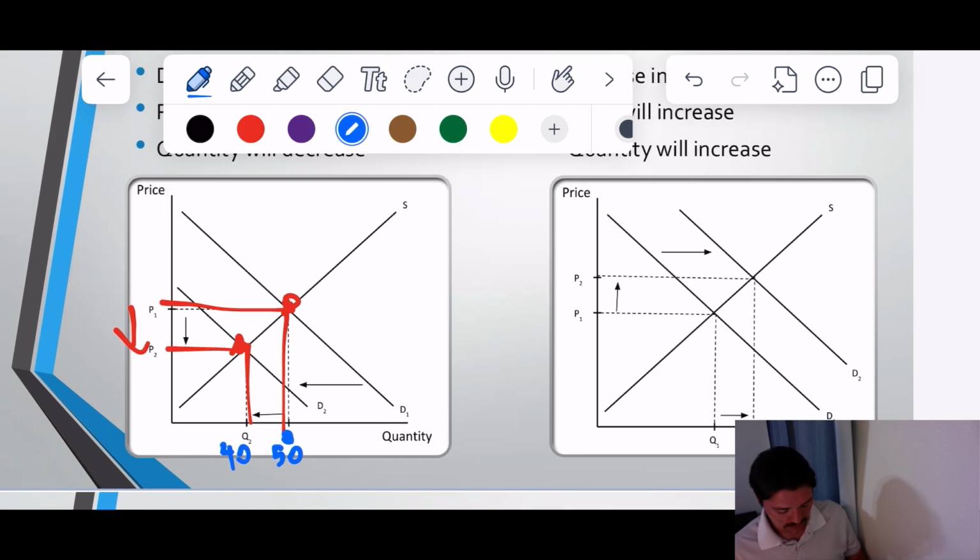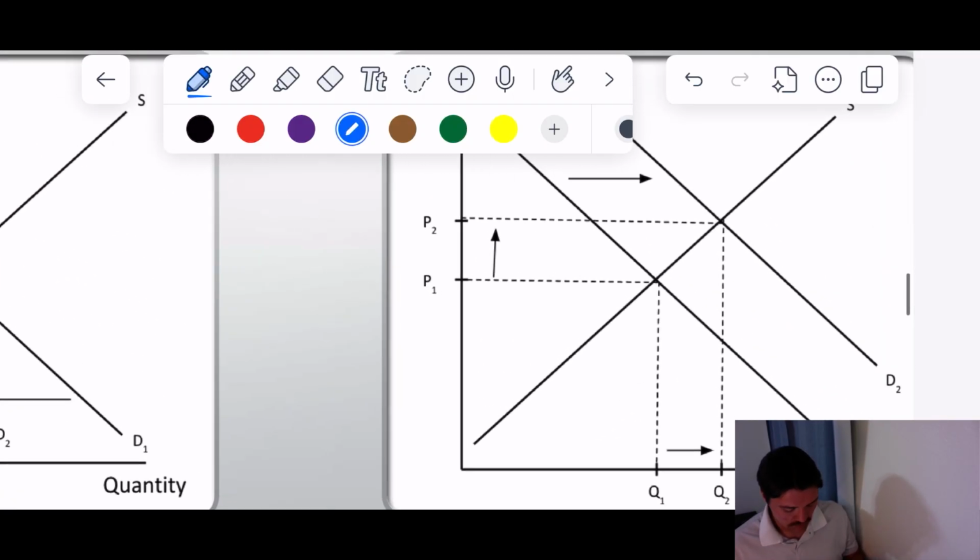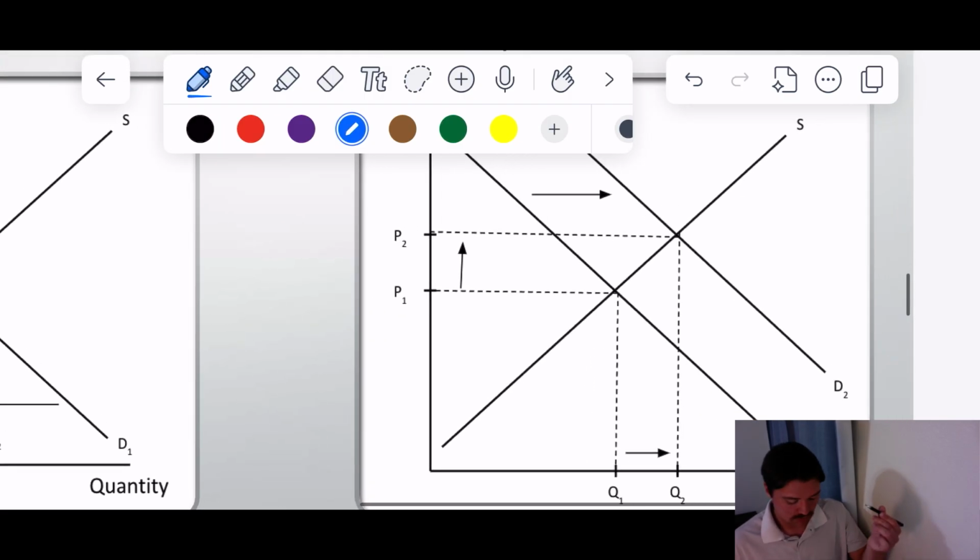If we see an increase in demand, in general, we're going to see higher prices and a higher quantity. Okay, so right here, because we have D1 and then we have more demand, we're going to shift to the right. So now we have higher prices and a higher quantity.